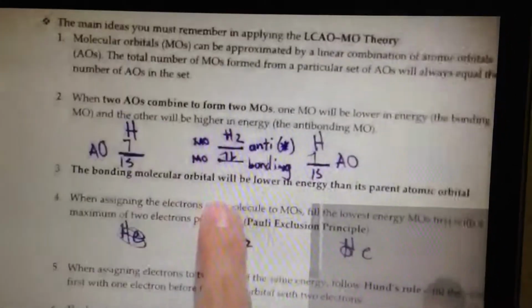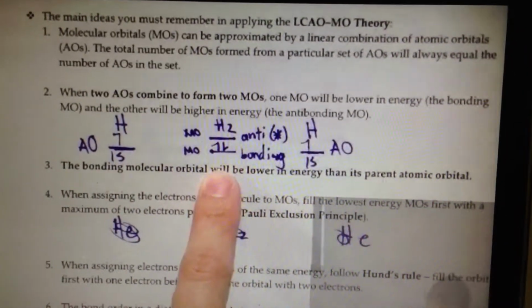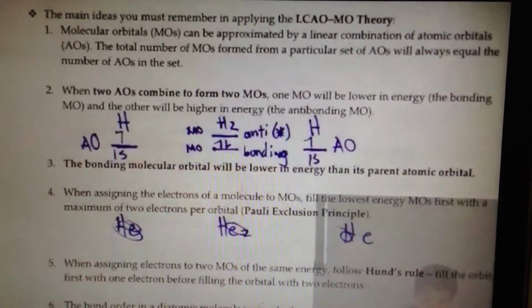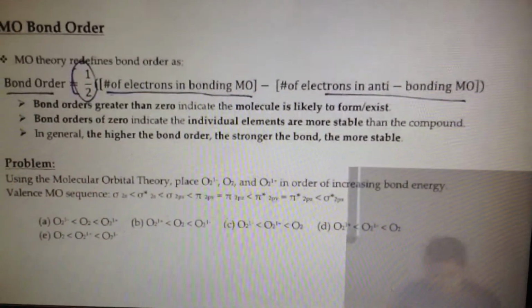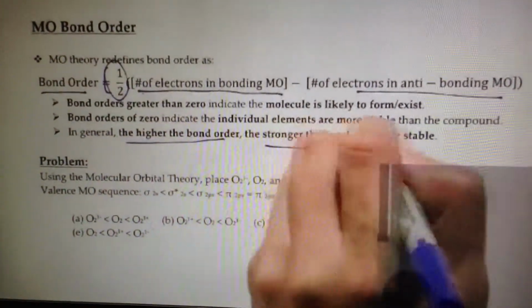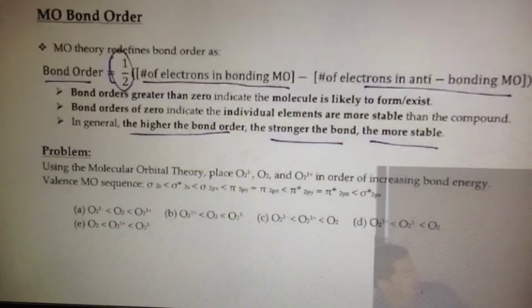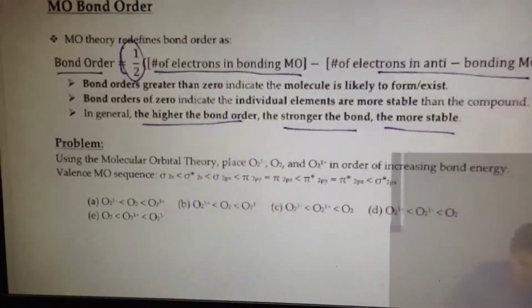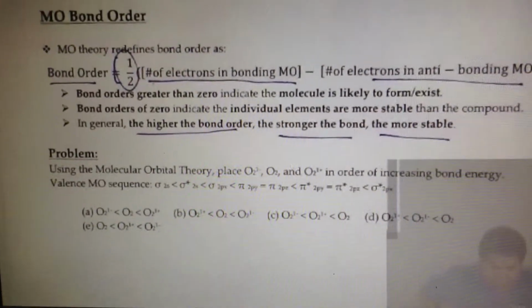But H2, the bond order there is 1. Is everybody good at that? Because H2 wants to come together. All right? So that's what it says there. Now, last thing is, the higher the bond order, the stronger the bond, the more stable. So they might ask you which one is the most stable as well. Okay? So let's do it.